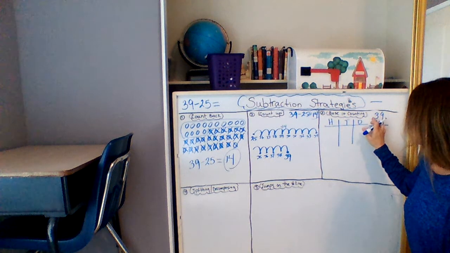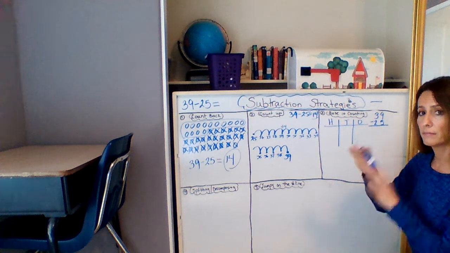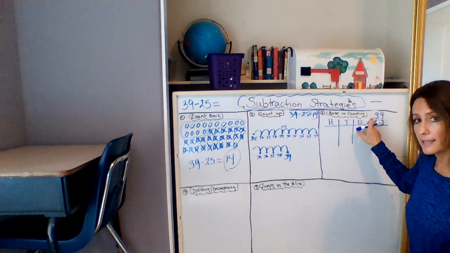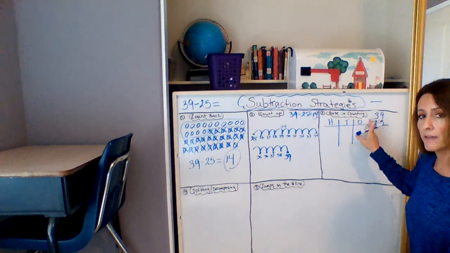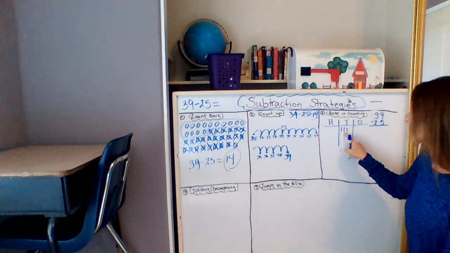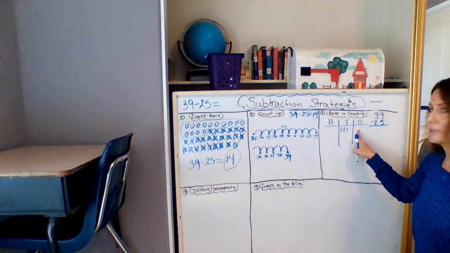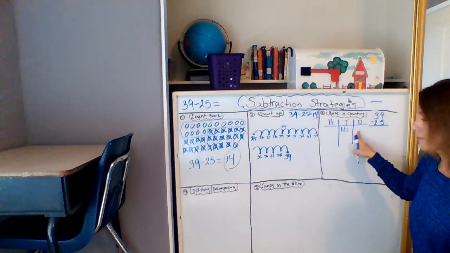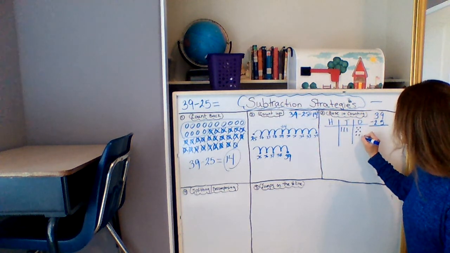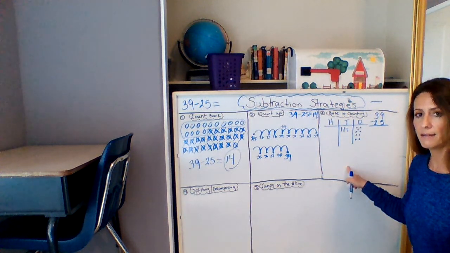We start with our 39, so we build 39 in our place value model here. In the number 39, we have three tens, three groups of tens. So when we write that in our place value model, we write it as 10, 20, 30. And in the number 39, we have 9 ones. So we build 9 ones right here: 1, 2, 3, 4, 5, 6, 7, 8, 9. Okay, so I've built 39.